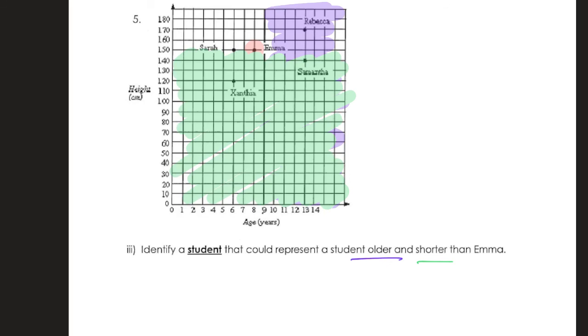And there's only one spot where I see the purple and the green, and that's going to give us Samantha. Why? Because, well, what is the coordinate? Where does Samantha fit in? She fits in at 13 and 140. So Samantha is older than Emma. Emma's 8, Sam's 13. But Emma's 150 centimeters, Samantha's only 140. There we go.